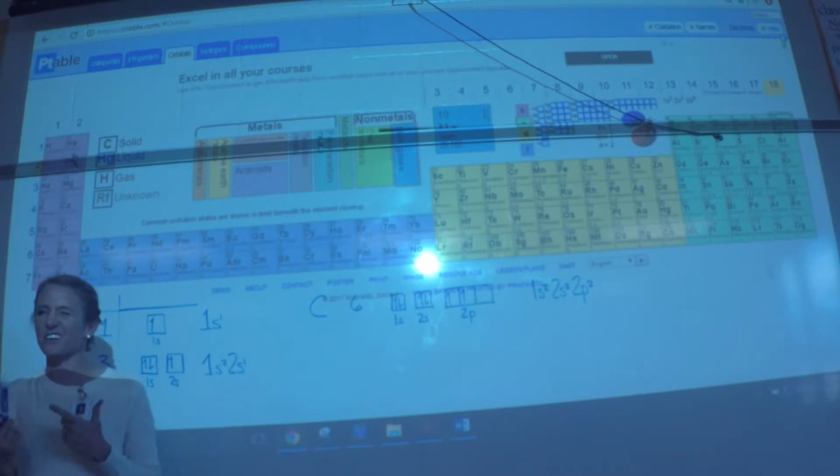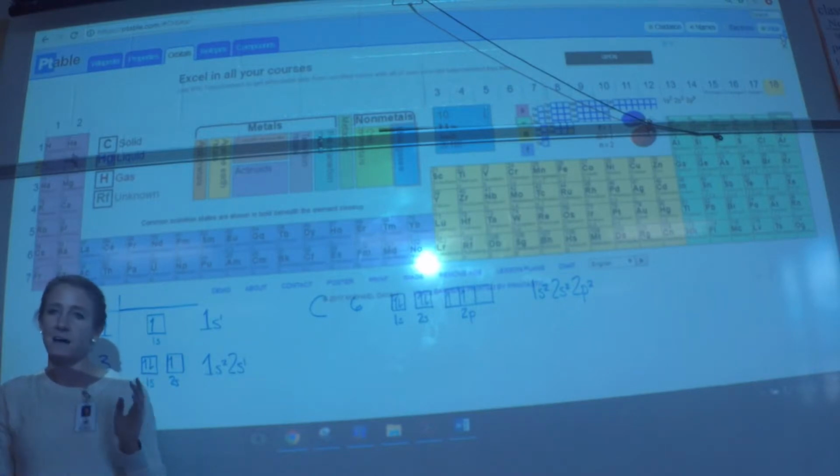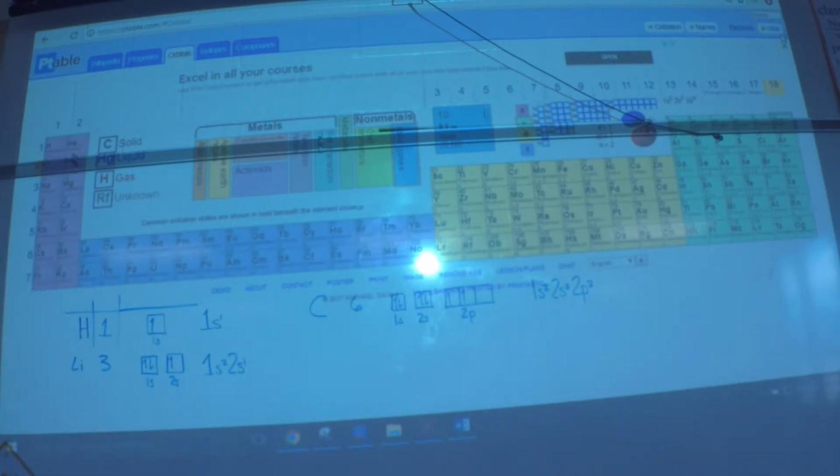Notice that it's incorrect to say like 1s squared, because this is not a mathematical operation, and squaring means you're doing math, right? This is something totally different. Okay, I want you to try sodium and aluminum for 2 smiley faces. Ready, set, go.